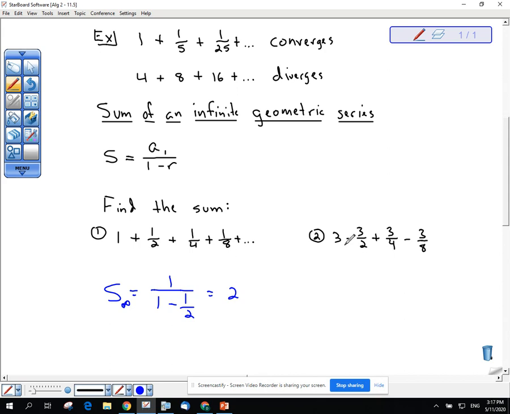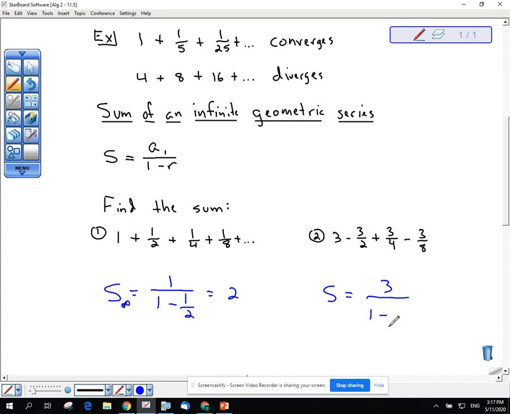Okay, let's do a slightly more complicated one. 3 minus 3 over 2 plus 3/4 minus 3/8. That would be, I'm sorry, not 1, 3 over 1 minus the common ratio. Now again, I'll give you a minute to think about this one. What would the common ratio be? You can pause the video if you need to.